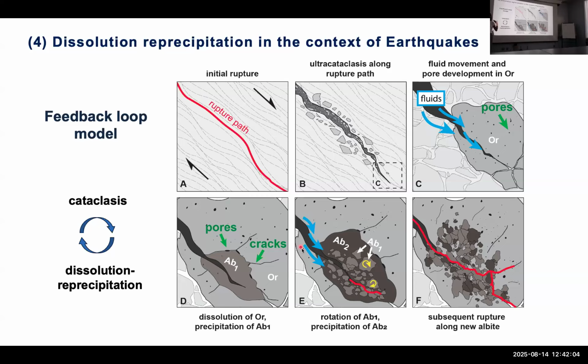This fracture allows fluids to circulate through the minerals, dissolving the orthoclase and reprecipitating as albite. Then this resulting incoherent boundary between the two phases leads to microcracking, which allows further rupture of the fracture. However, during a subsequent rupture event, we then break up the newly precipitated albite, which then rotates and allows fluids to percolate even further through the fracture and continues the whole feedback loop.